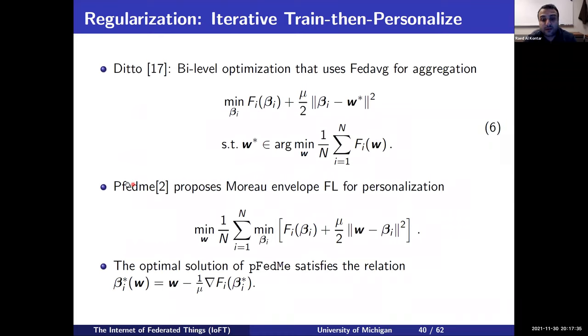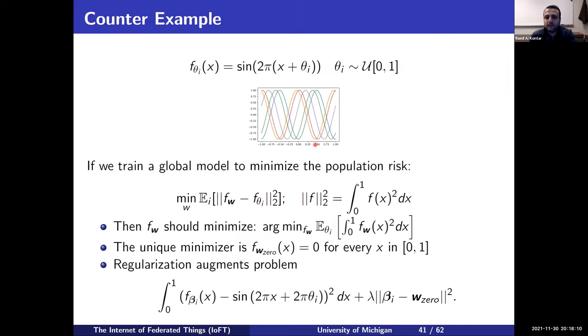Another very interesting approach is pFedMe. pFedMe introduces some relationship between beta i and W star. Here, the updates for beta i and W star are somehow decoupled in this iterative process. I will not go into details, but the take-home message is that these approaches follow this train-then-personalize philosophy. They start with a global model and using this global model, they obtain the personalized model, be it in one shot, just at the end, or iteratively.